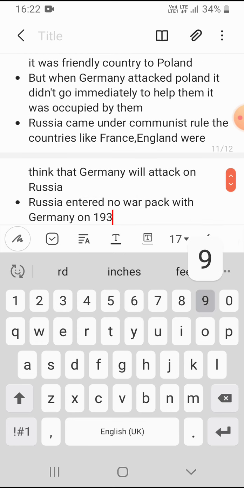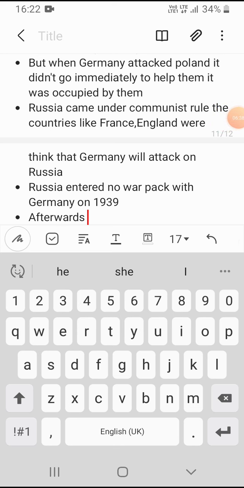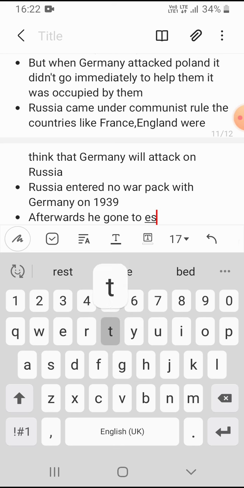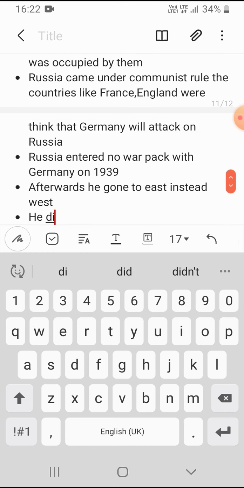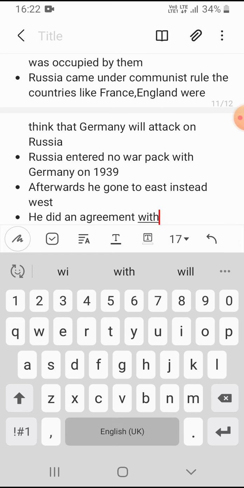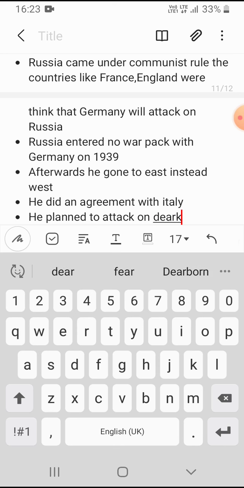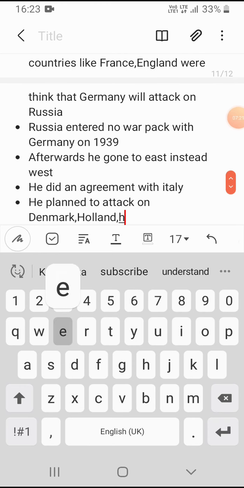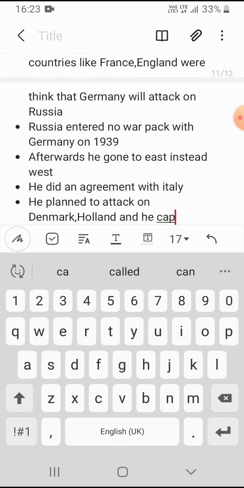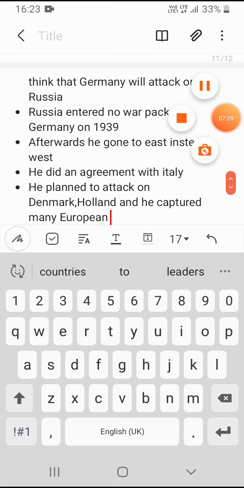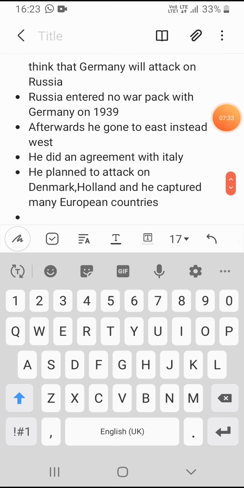But Russia entered a no-war agreement with Germany in 1939. Afterwards Hitler went east instead of west, as they had made the agreement. He also made an agreement with Italy, and he planned to attack Denmark. He planned to invade Holland, and he captured Holland and many European countries.